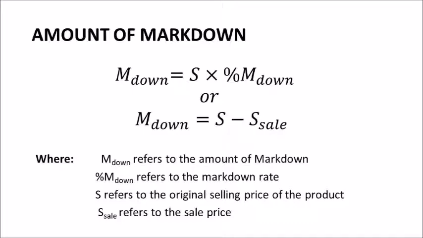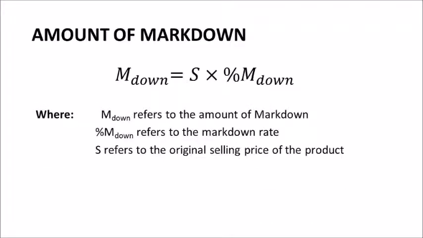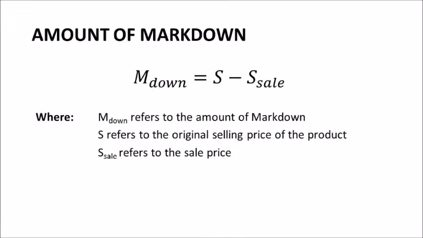A markdown is similar to offering a discount. You can determine the markdown amount using either of the formulas below depending on what information is known. If the markdown rate or the percentage of markdown is given, then you use this formula. You simply multiply the markdown rate by the original selling price of the product. Then if the given are the sale price and the original selling price, you simply deduct the sale price from the original selling price of the product, and you get the amount of markdown.